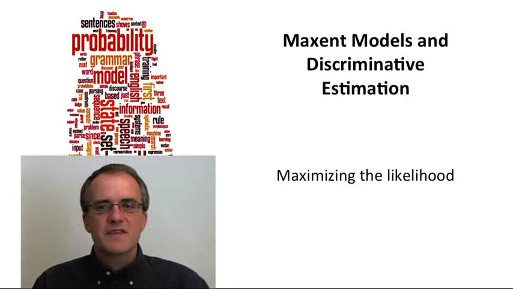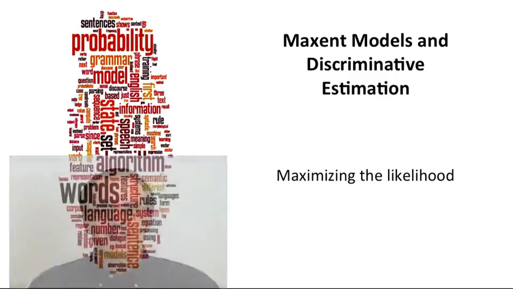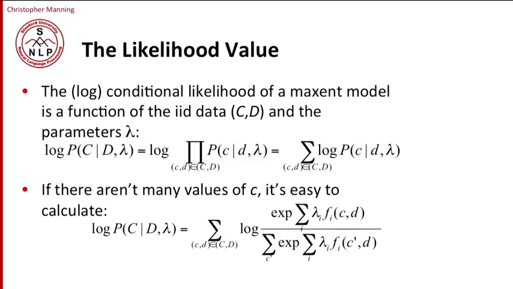In the last segment, we saw how to define a maximum entropy or exponential model which had parameters which were the weights of the various features. In this segment, we're going to look at how we can set those parameters so as to maximize the likelihood of observed data. The log conditional likelihood of a maxent model is a function of the observed data, the actual datums and their classes, D and C, which we assume to be independent and identically distributed, and the parameters lambda of the model. And it has the form that we see here.